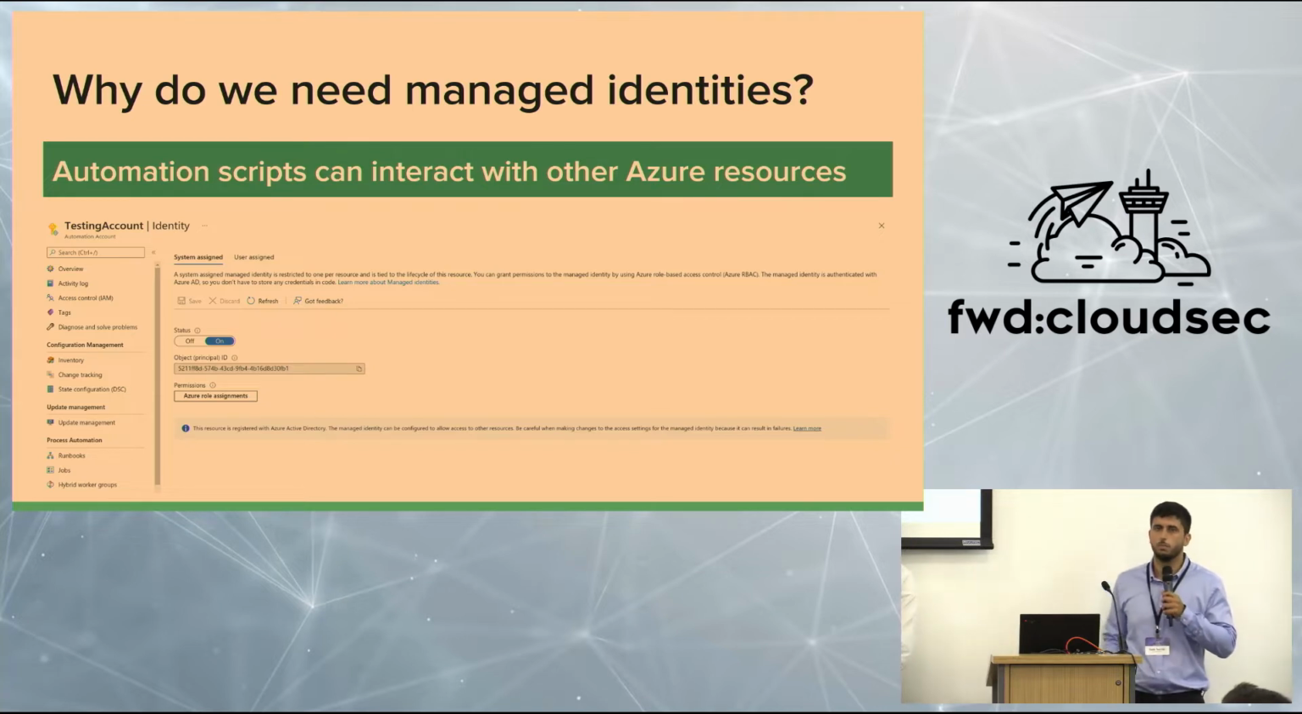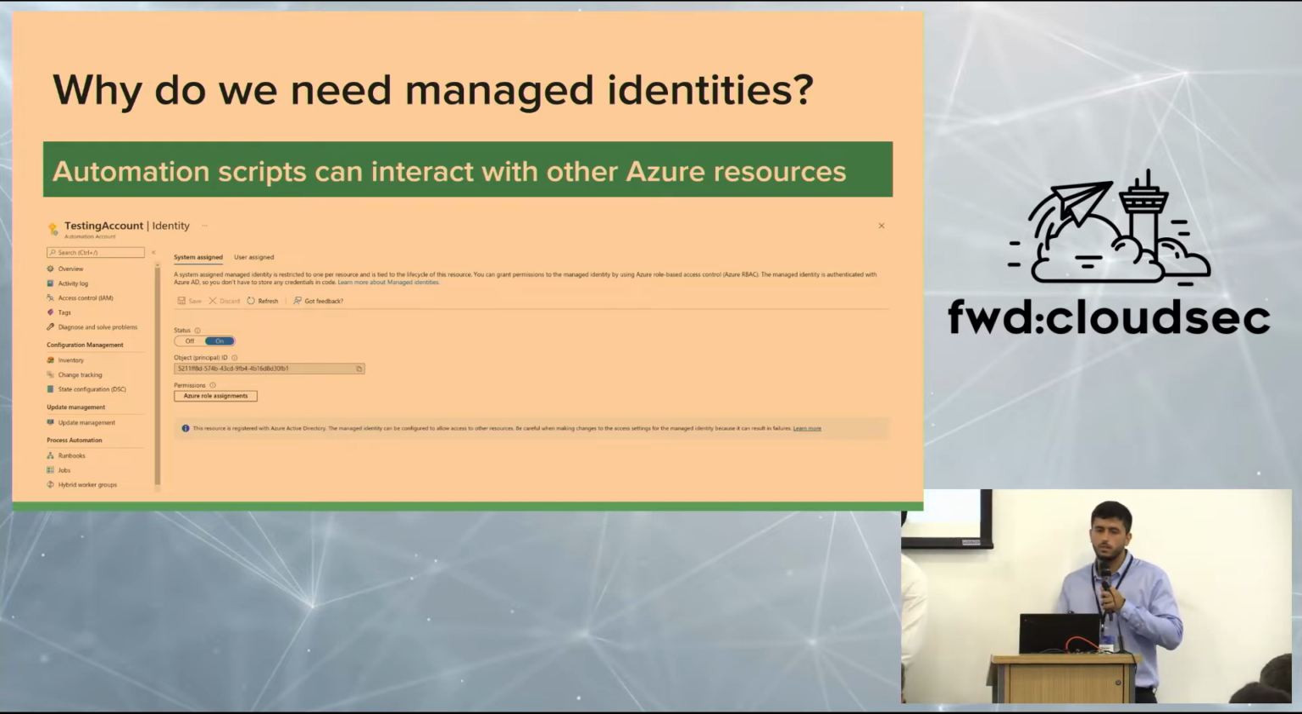So automation scripts might need to interact with other Azure resources. What Azure resources will you need to access? Let's say, for example, you need to upload some data to your storage account, so you will need a managed identity. A managed identity is basically a token. It's a token to interact with the Azure API. You will receive the token and send it to Azure API, and you will be authenticated with that managed identity and have the permissions you've set under your configuration.